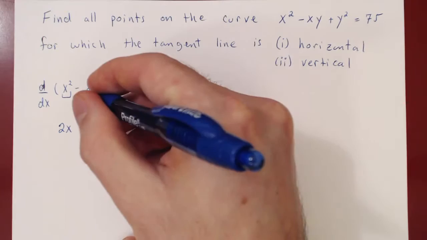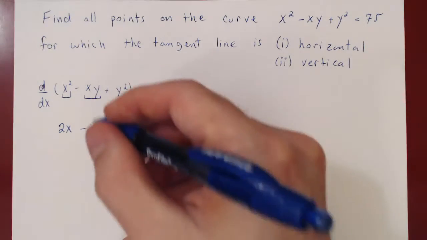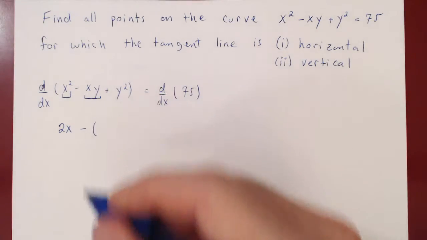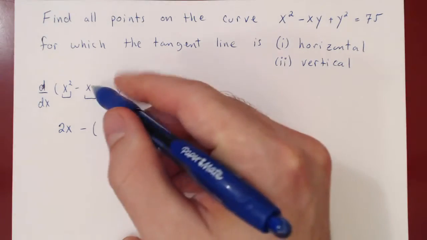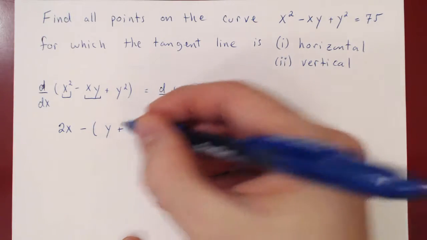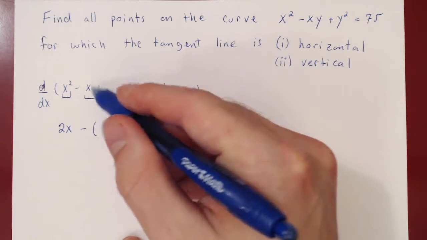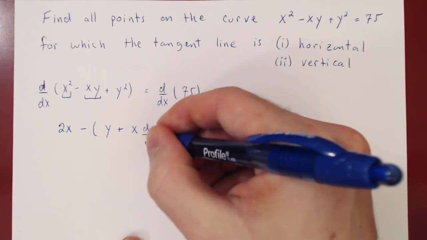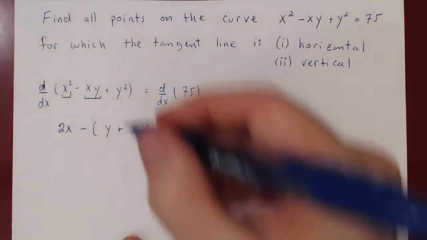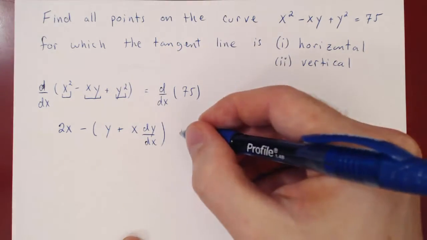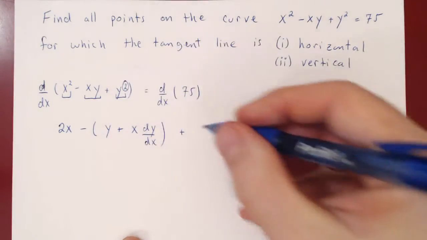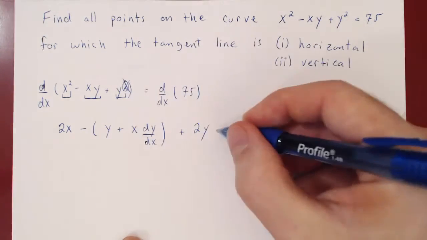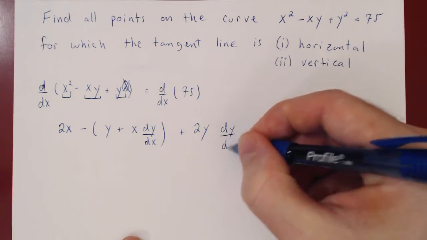minus, here we have to open our brackets because we have the derivative of a product of x times y. So we use the product rule. Derivative of x is 1 times y, plus x times the derivative of y with respect to x, so we get x dy over dx, plus the derivative now of y squared, chain rule, we get 2y times the derivative of y, dy over dx.